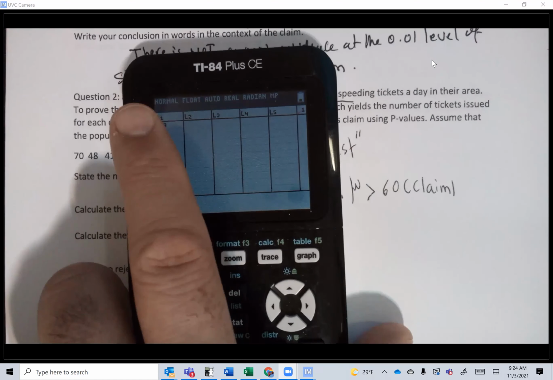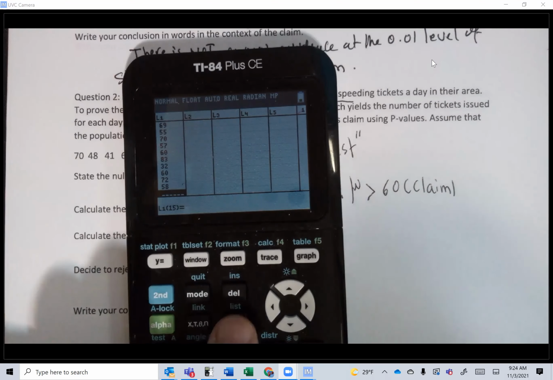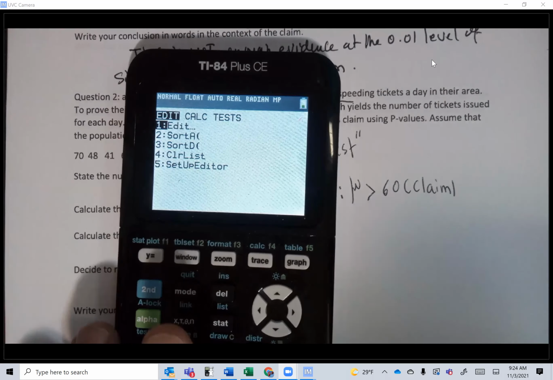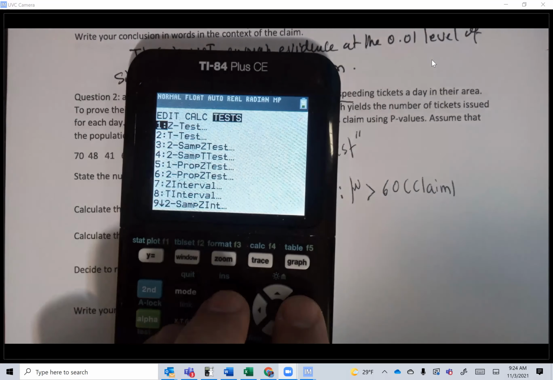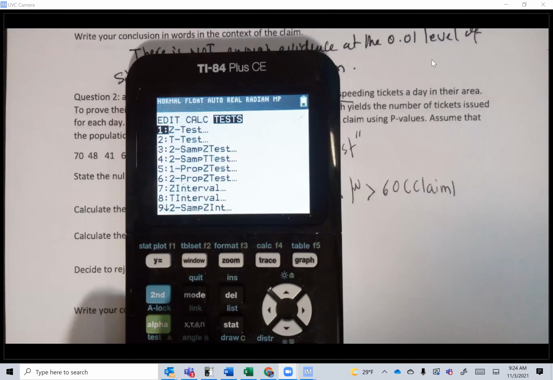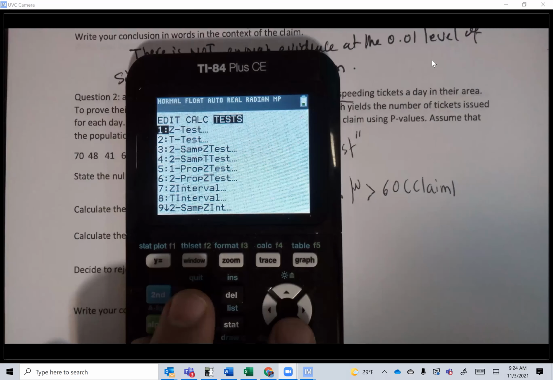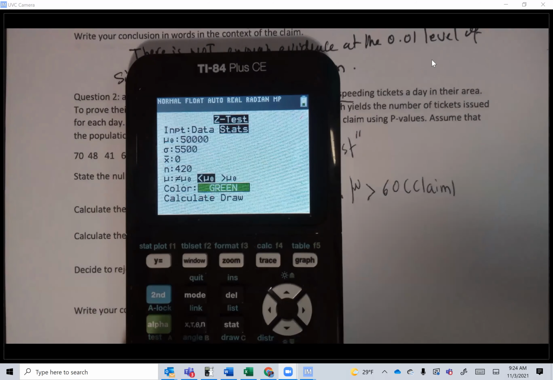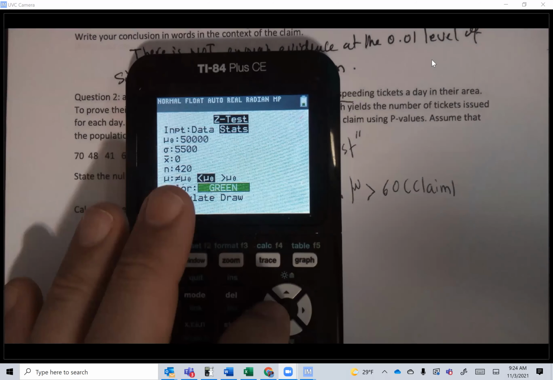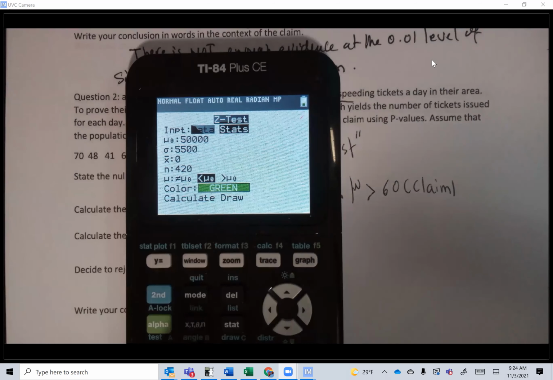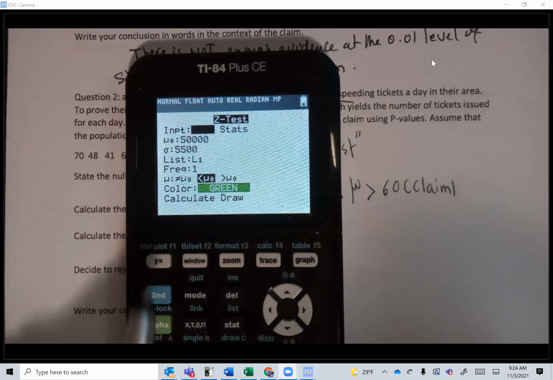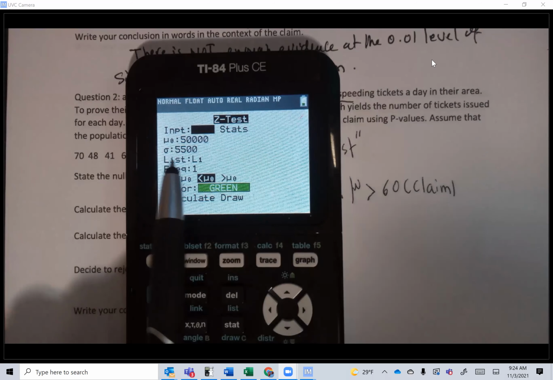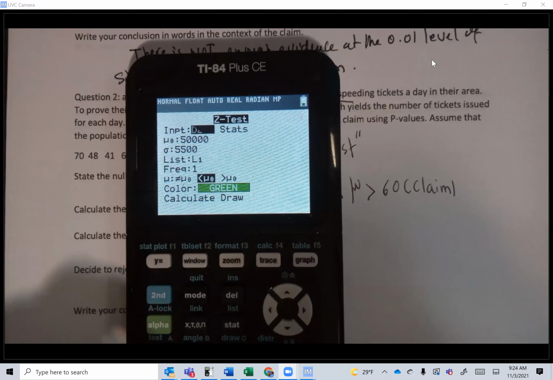Watch. Go to stat, go to tests, t-test. Even if you make a mistake, guys, and put a z-test, look what happens. And then you use data, because he gave me a data set. You see what the prompt is? It's asking you for sigma. I don't have sigma right there. So that can't be this.